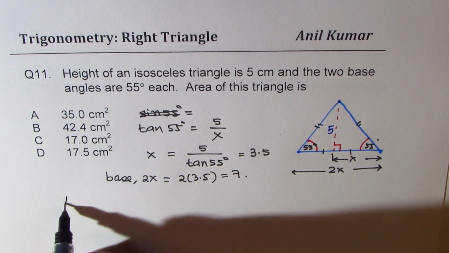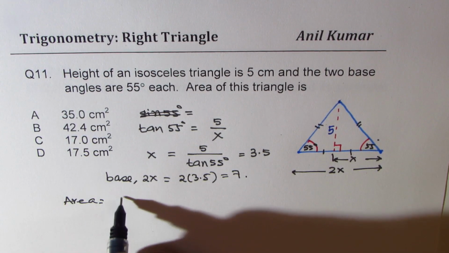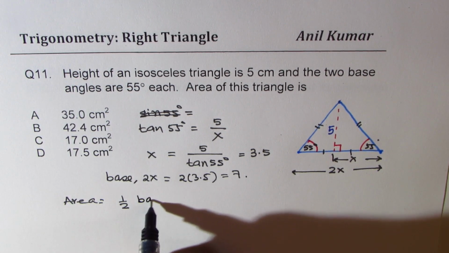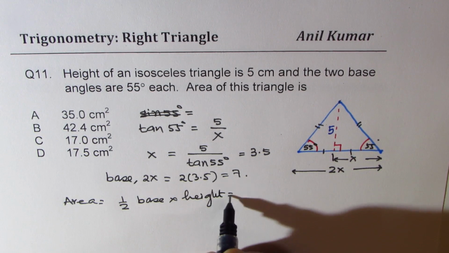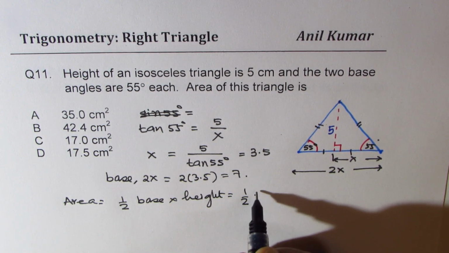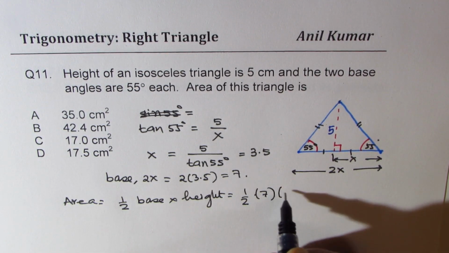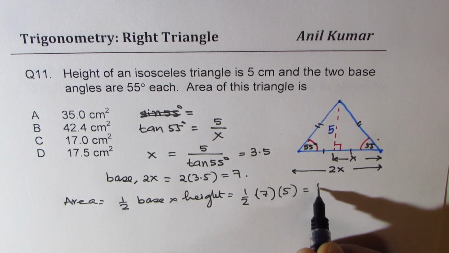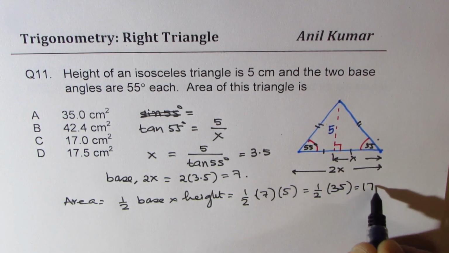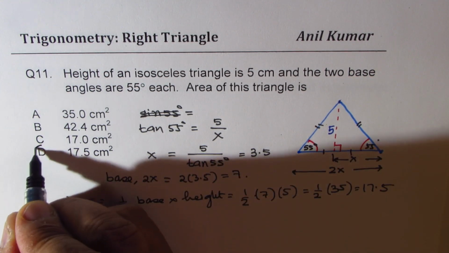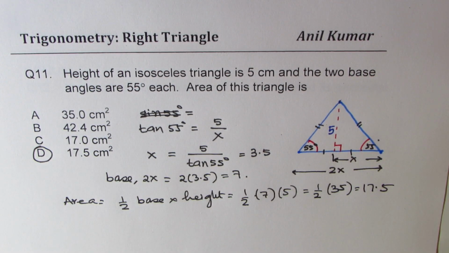So what is the area of this triangle? Area is half of base times height, so which is half of 7 times 5. So it is half of 35, which is 17.5, correct? So option D is the right option. Perfect. So that is how you could actually solve such a question.